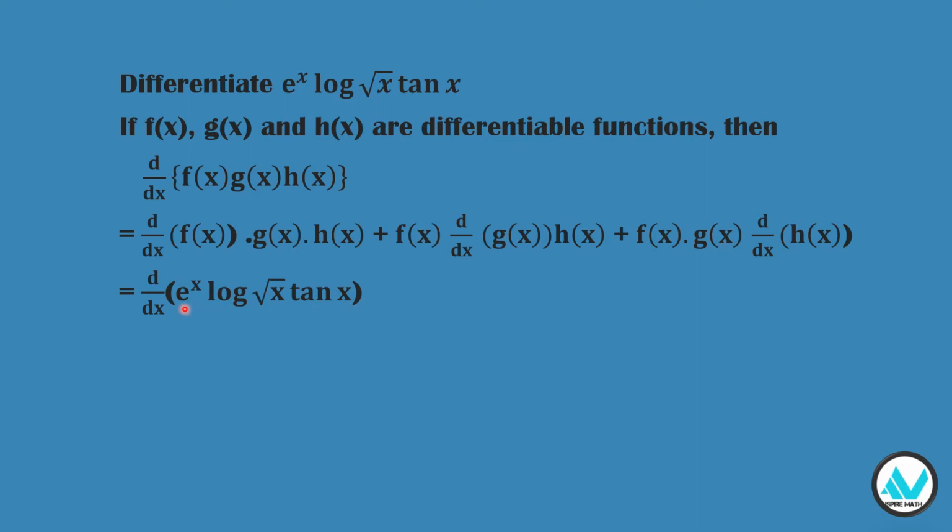Now let me write the sum. d by dx of e power x log root x into tan x. Now let me change root x as x power 1 by 2. We know the function log x power n is nothing but n log x. So I can write this as half log x. Now half is a constant, so I can take the half outside. So I get d by dx of e power x into log x into tan x.